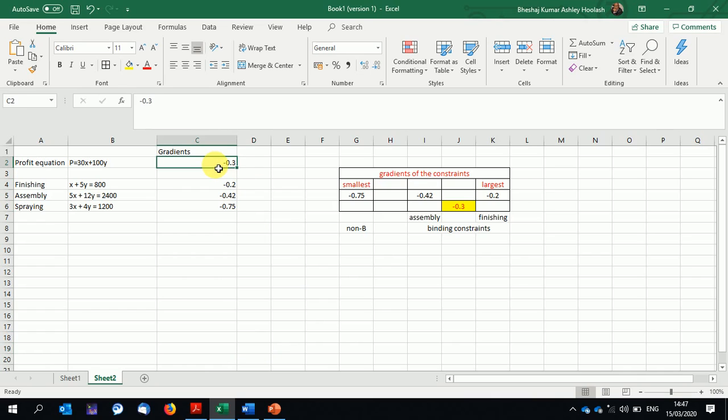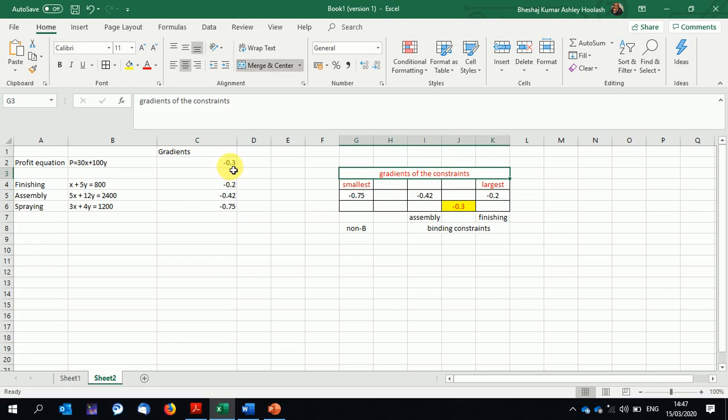I'm going to try to locate this number amongst these three values. So what I've done here is rewrite these three values in ascending order: smallest, the slightly bigger one, and the largest one. Smallest, middle one, largest one. These are the gradients of the constraint.